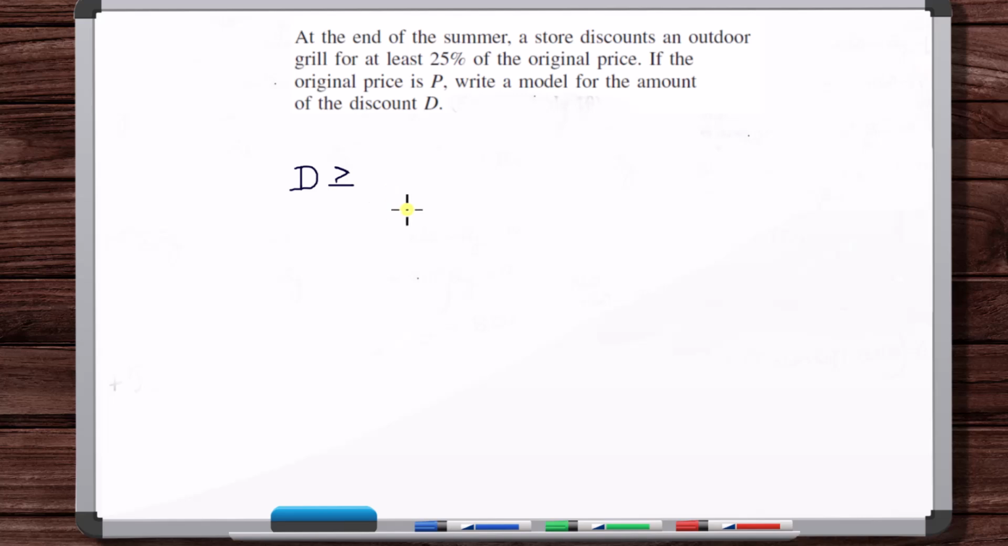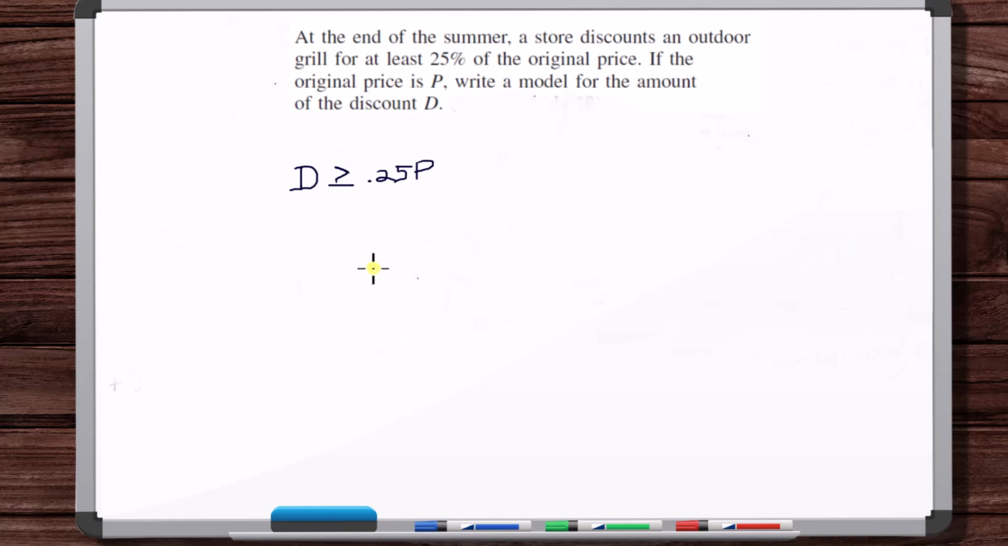If it asked us what is the minimum discount, you hear that word, what is the minimum discount? Then we put equal to. But for this scenario, we don't know what the exact discount is going to be. We just know it's going to be at least 25% of the original price. Okay, so at least what? At least 25% of the original price P. And that's what the discount amount is going to be like.